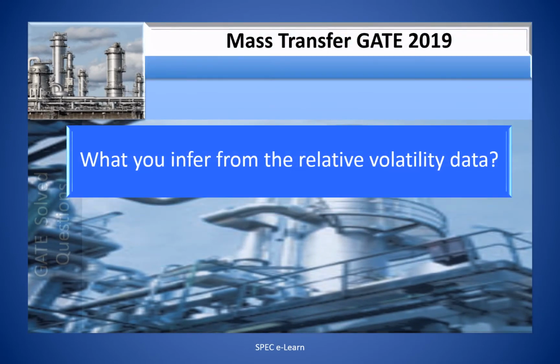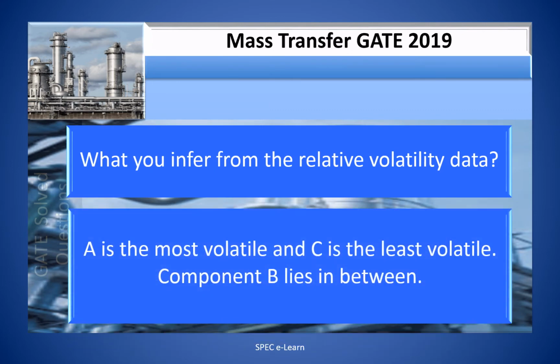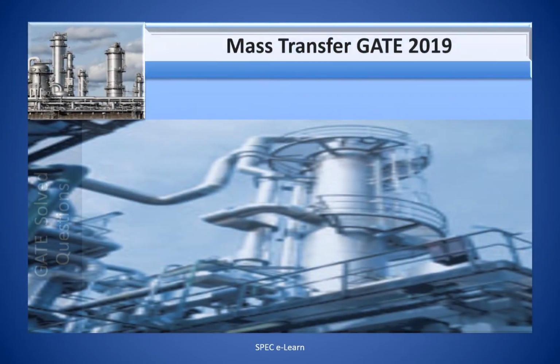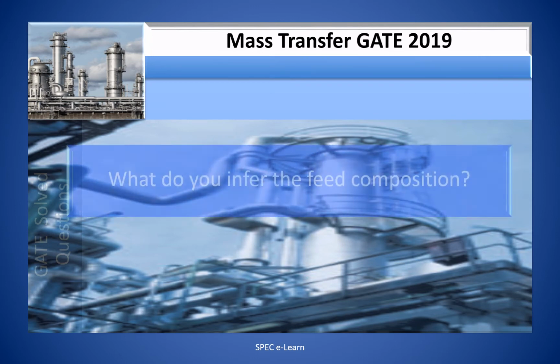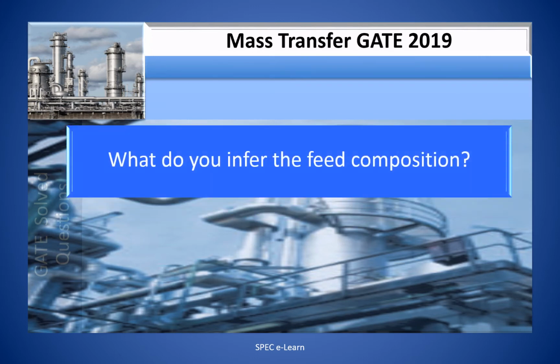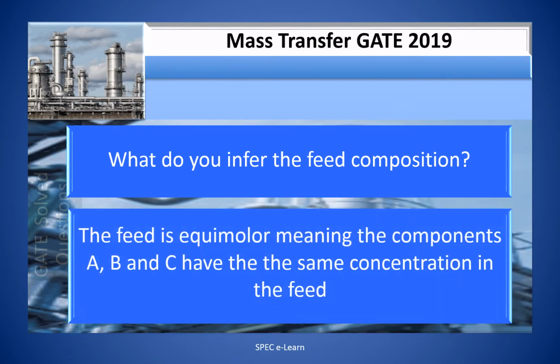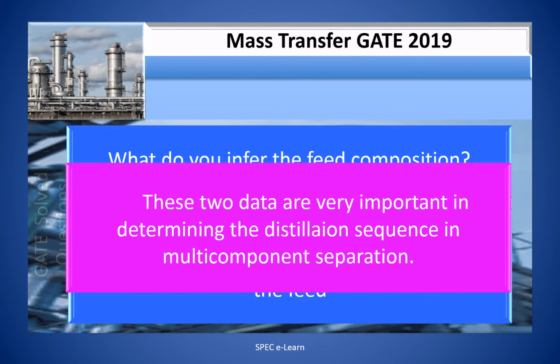What do you infer from the relative volatility data? A is the most volatile and C is the least volatile. Component B lies in between. What do you infer from the feed composition? The feed is equimolar, meaning the components A, B and C have the same concentration in the feed. These 2 data are very important in determining the distillation sequence in multi-component separation.